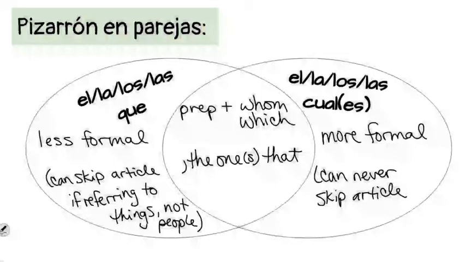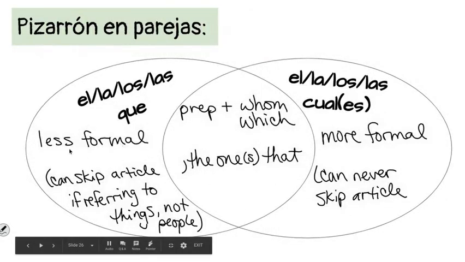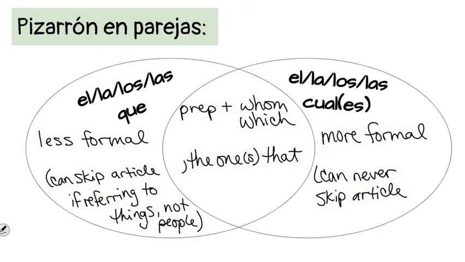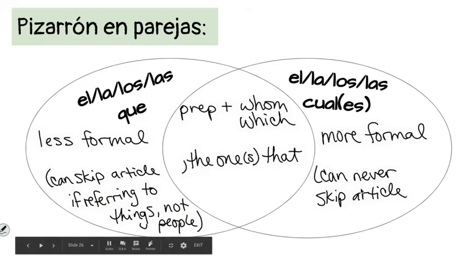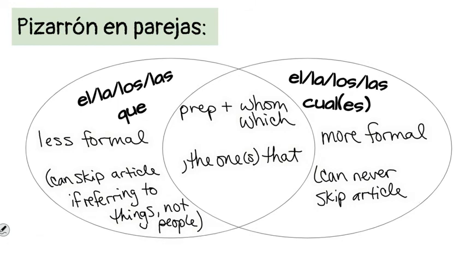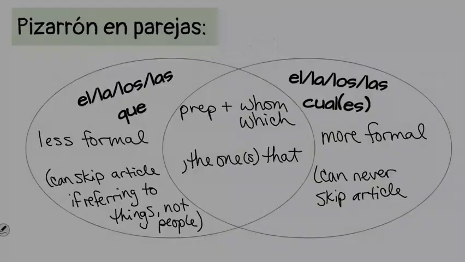The only differences are that these ones are less formal, these ones are more formal. And also with the el que expressions, you can skip that article. Remember when we had the article in parentheses? You can skip the article if you're referring to things, not people. However, with this more formal version with cual, you can never skip the article. Just try to remember it's more formal, so you can't take any shortcuts.